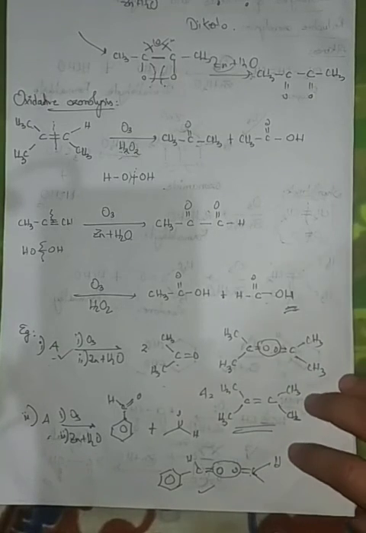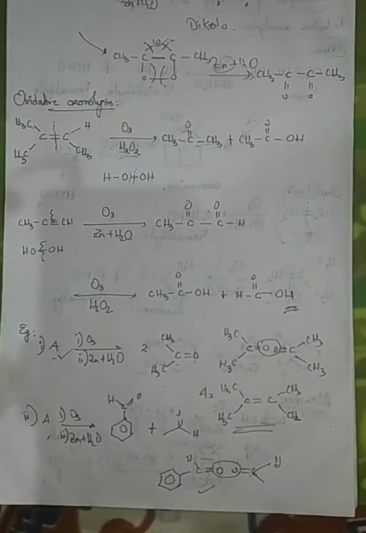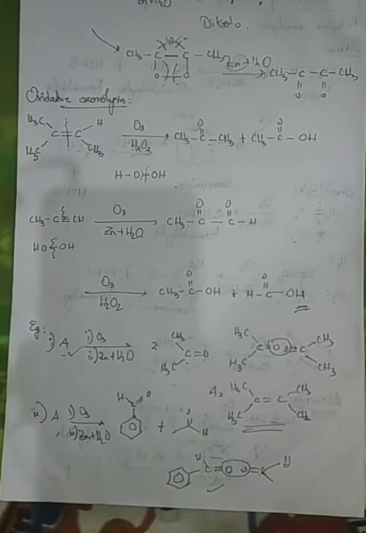Therefore, in this way, the oxidative ozonolysis as well as the reductive ozonolysis of alkenes and alkynes takes place, where ketones and aldehydes are both prepared.